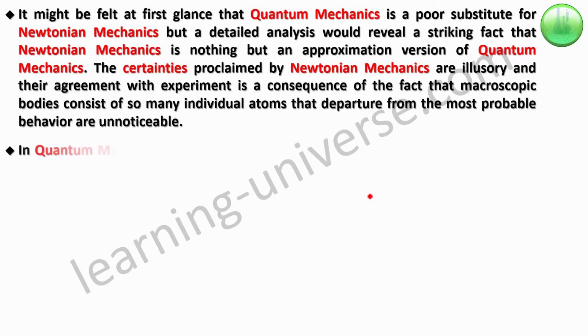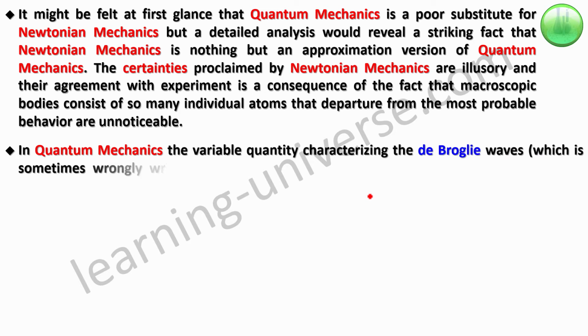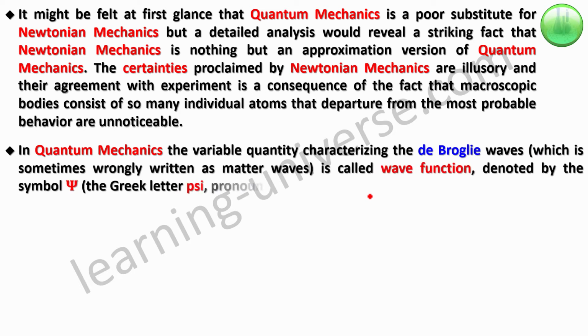In quantum mechanics, the variable quantity characterizing the de Broglie waves, which is sometimes wrongly written as matter waves, and I have in fact spoken about this in my de Broglie wave video, is called a wave function denoted by the symbol psi. It's pronounced as psi and the p is silent, so it's psi.